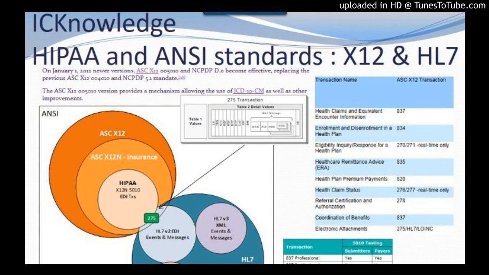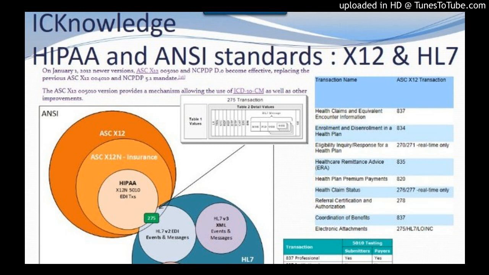What are the HIPAA security rules and why are they important? Whereas the HIPAA privacy rule deals with protected health information, PHI, in general, the HIPAA security rule, SR, deals with electronic protected health information, EPHI, which is essentially a subset of what the HIPAA privacy rule encompasses.